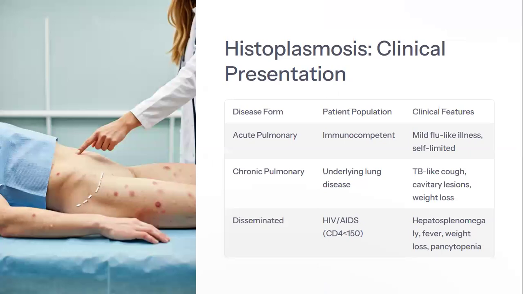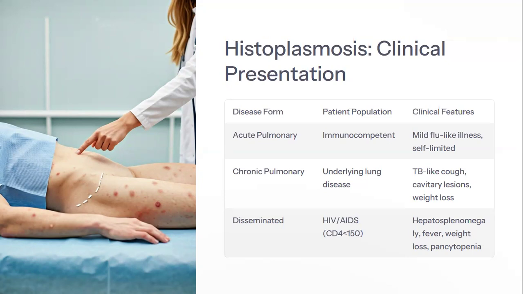So what are the presentations? Basically, there are three presentations of histoplasmosis. One is the acute pulmonary, the second is the chronic pulmonary, and the third is the disseminated. Acute pulmonary occurs in an immunocompetent patient, and it is a mild flu-like illness which is self-limited. In chronic pulmonary, you get the symptoms of TB, like cough, cavitary lesions and weight loss. But if the disease gets disseminated in an immunocompromised patient having a CD4 count less than 150, then you get systemic symptoms which are hepatosplenomegaly, fever, weight loss, and pancytopenia.